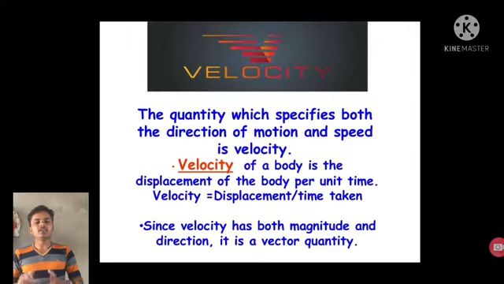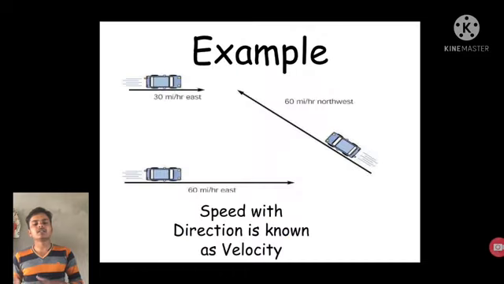The quantity which specifies both the direction of motion and speed is velocity. Velocity of a body is the displacement of the body per unit time. Velocity equals displacement per unit time. Since velocity has both magnitude and direction, it is a vector quantity, while speed has no direction, so it is a scalar quantity.